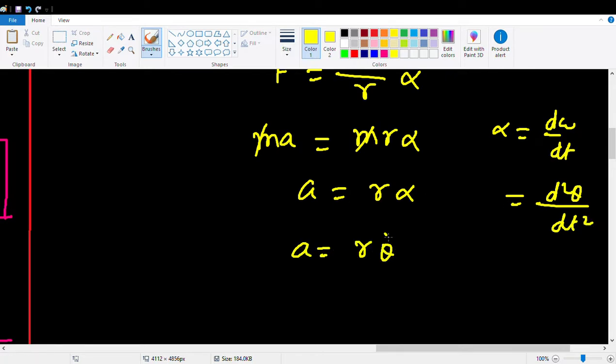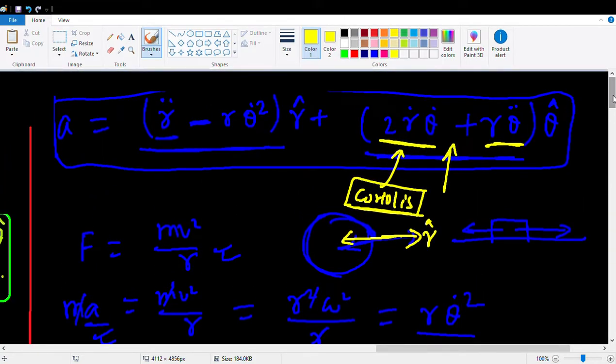So hence I can write it as like this. This is nothing but an angular acceleration, that is r theta double dot. This angular acceleration is produced because your particle is moving in a circle and your theta dot keeps on varying with time. So the angular acceleration is produced because of this.